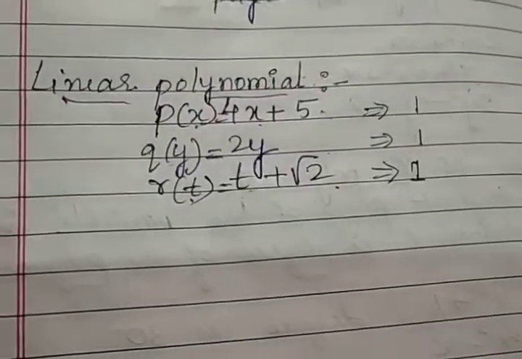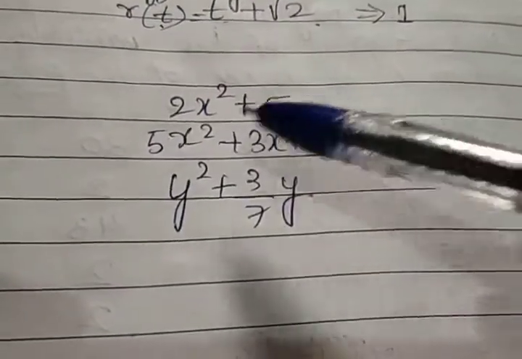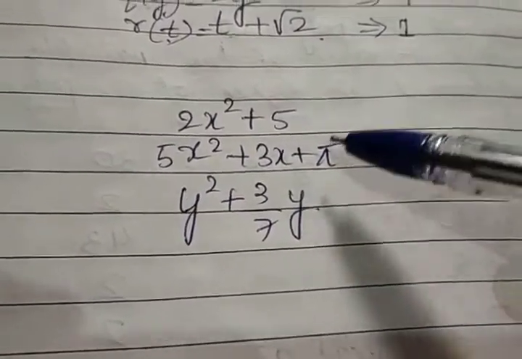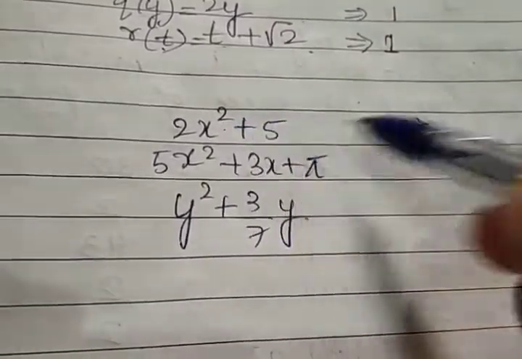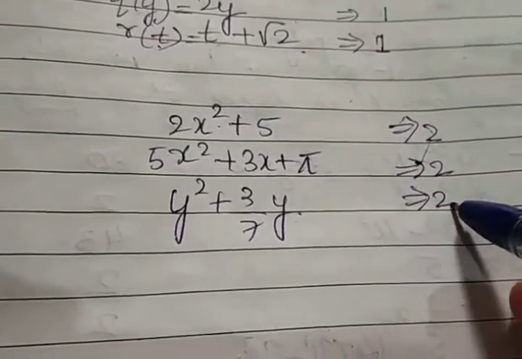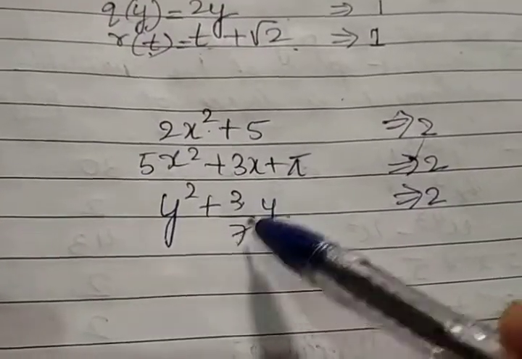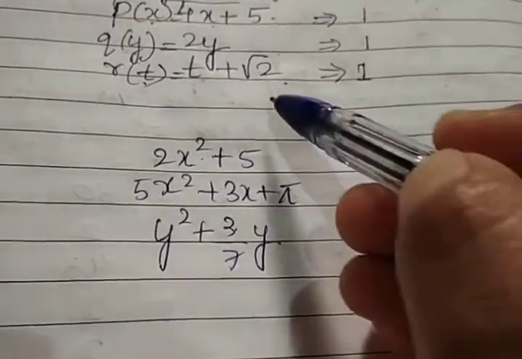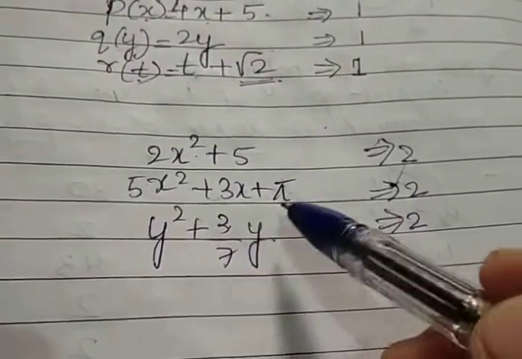In the same way, observe some more examples: 2x square plus 5, 5x square, 3x plus pi, y square plus 3 by 7y. Now what is the degree here? For the first example, the highest power is 2. Here the degree is 2, and here also the degree is 2. You don't need to bother whether the coefficient is a rational number. Only the power of the variable should not be a rational number. Keep in mind that even the constant can be root 2, but the variable should not be under a root for a polynomial.